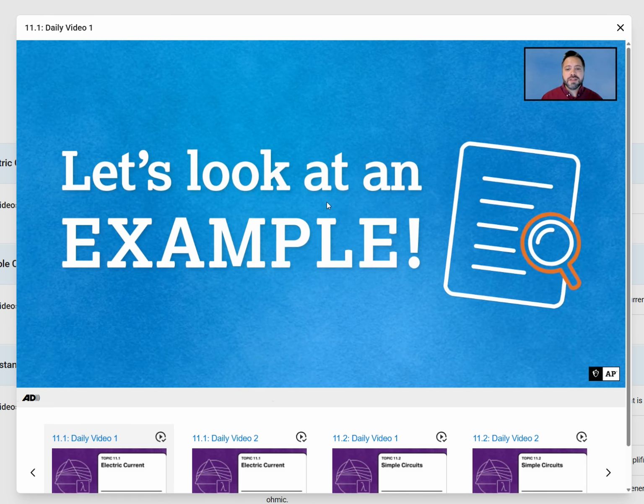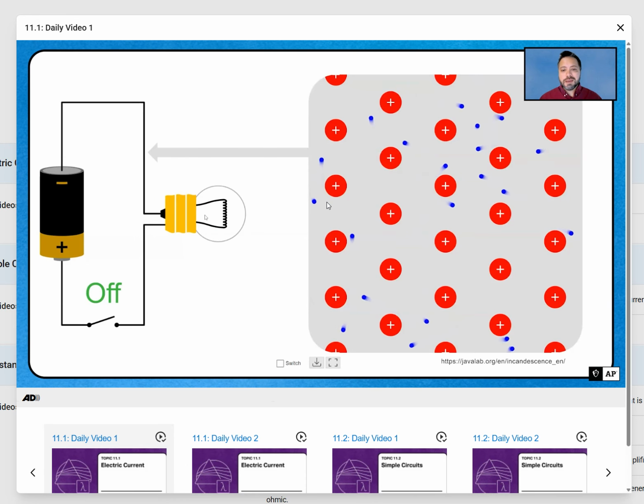So let's take a look at an example of current. Here I have a simple circuit with a battery, switch, and light bulb. It's currently set to off.